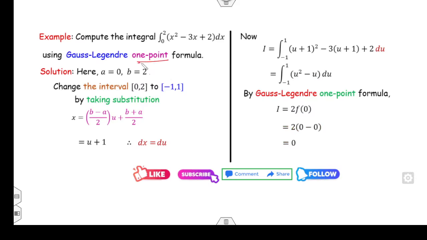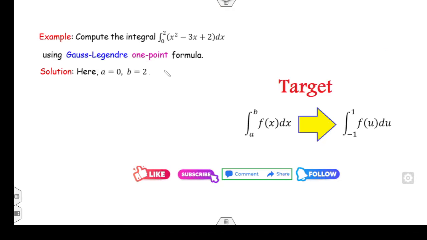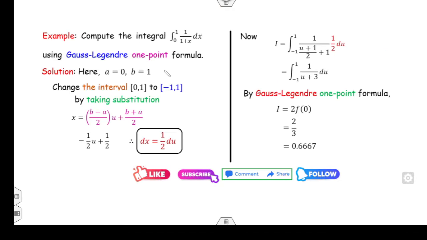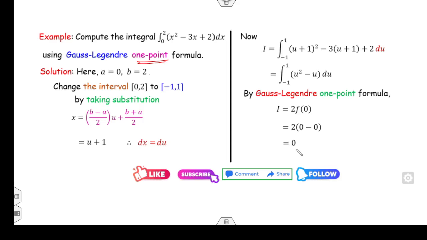You can see all these problems I have solved with a 1-point formula. For the 2-point formula, you can watch this example. Same examples, all the examples I have solved here, I have also solved with the 2-point formula and shown to you. You can see your answers, compare them. What will be the exact answer? What is the error in each case?